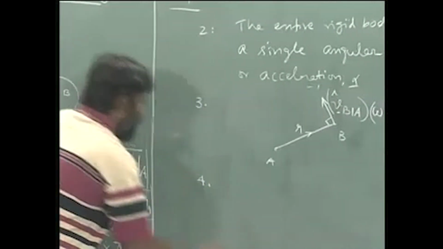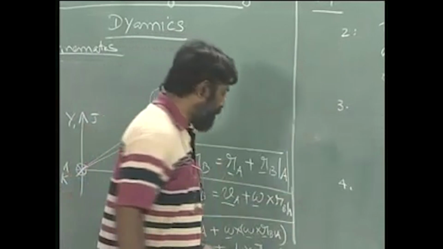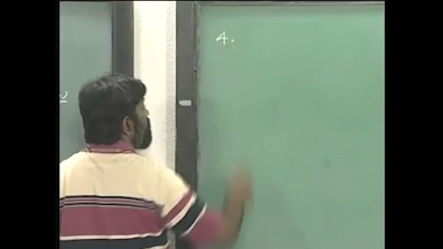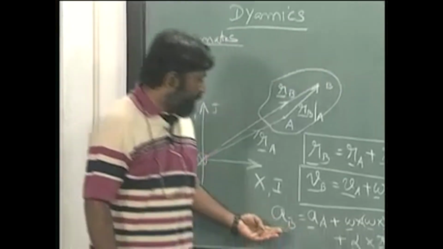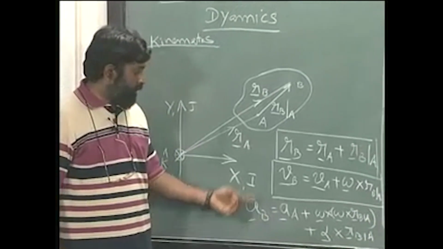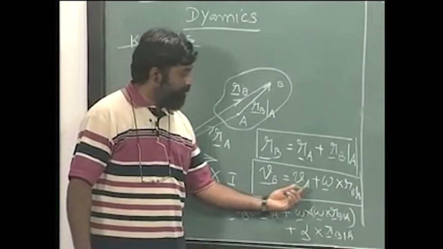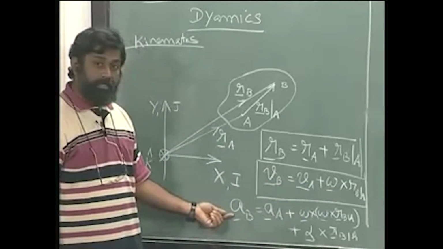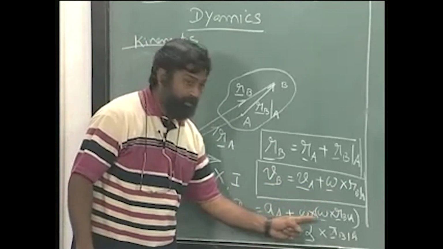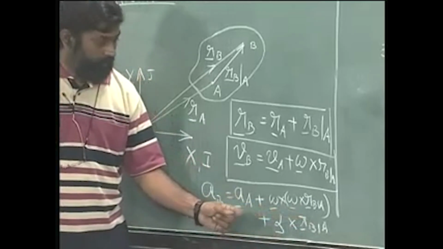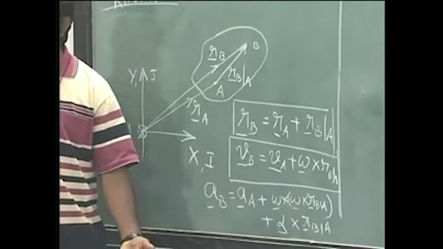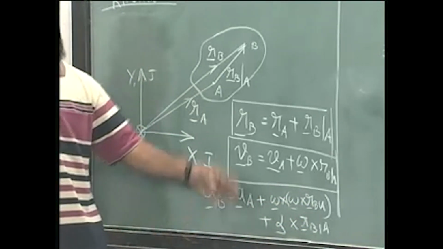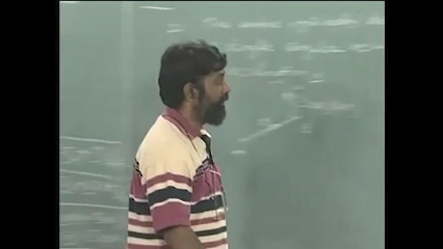Let us look at the fourth tip. Let me just go to the other board so that it is easy for you to see. Tip number 4, let us go back to this. Unlike velocity which has V A plus one term, acceleration at B has two terms, this is one term, this is another term. This is usually called the radial acceleration and this is usually called the tangential acceleration. So I am just going to explain to you so that it is clear to you again.